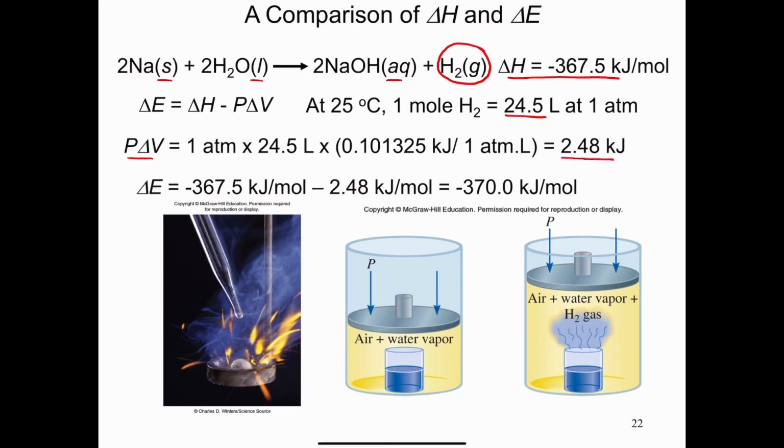So when I plug this into my formula, my delta E is equal to delta H minus P delta V. I get that delta E is equal to minus 367.5, and then I'm just going to subtract this little 2.48, and I end up with minus 370.0 kilojoules per mole. So if you look at the difference between my delta H, which is highlighted in yellow, and my delta E, you can see there's actually very little difference between the delta H and the delta E of this reaction.